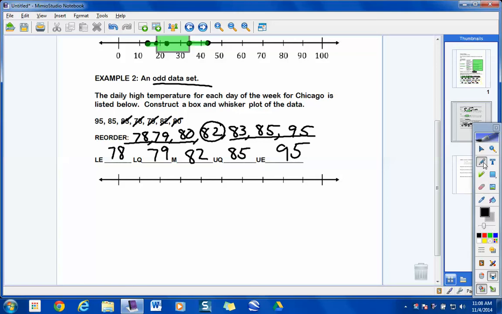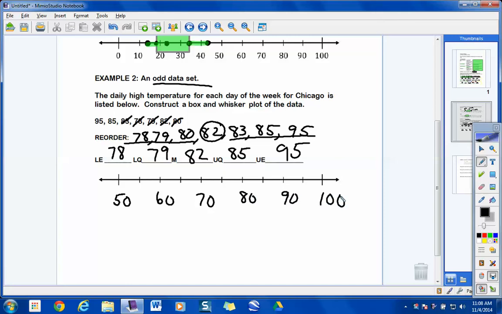I'm going to put 50 right here. 60, please work. 70, 80. Yeah, this will work. Go 90, and then 100 right here.